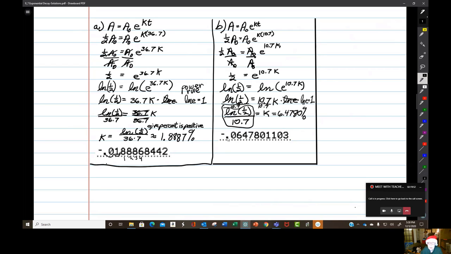k is going to equal negative 0.064781103. So we move the decimal point 2 places to the right. That will be 6. point 4, 7, 8, 0. The 1 will not cause the 0 to go up to a 1. So that's how we get this percent as our decay rate. Remember, the decimal form has to be negative, but the percent is written as positive.